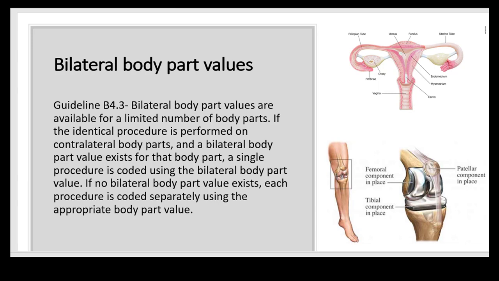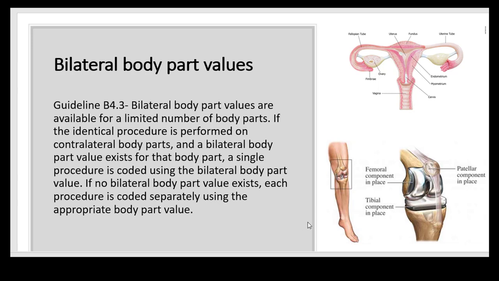The second diagram is talking about knee replacements. There is no bilateral knee joint body part value. If a patient is having a knee replacement on both the right and the left leg, you're going to need two codes because the body part values have different characters.